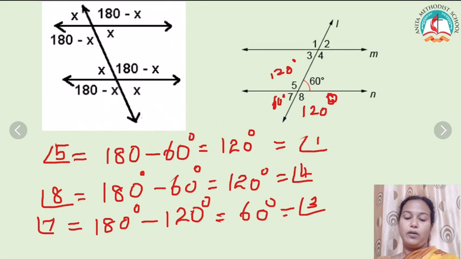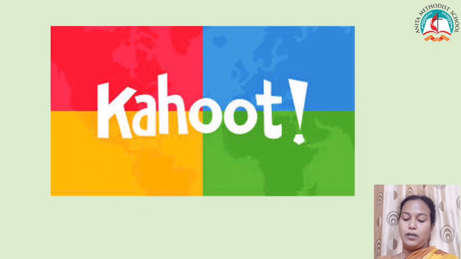Right, children? Did we find all the angles? Yes, anything else we have missed here? Yes. Then what about my angle 2? Angle 2 is equivalent to angle 6. Okay, so I think all the angles are formed.